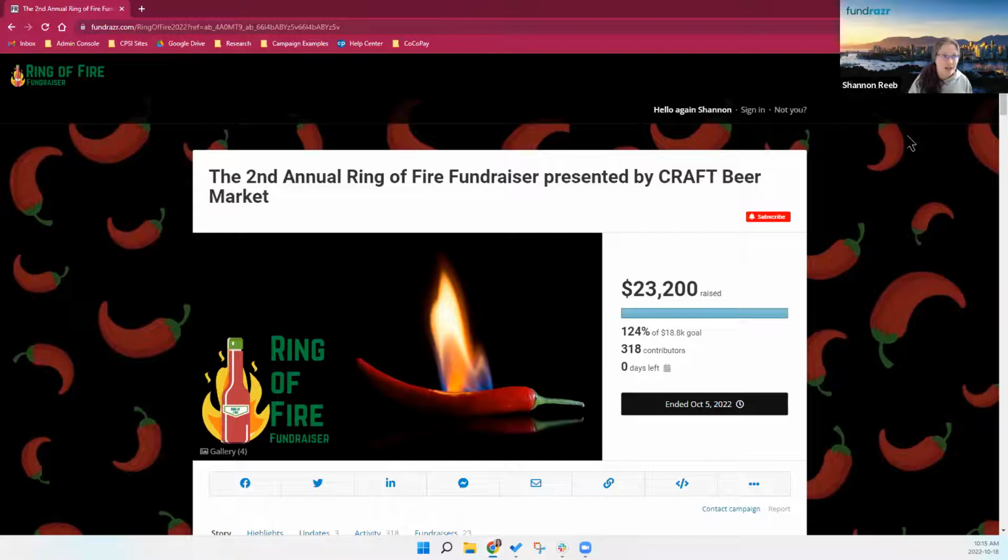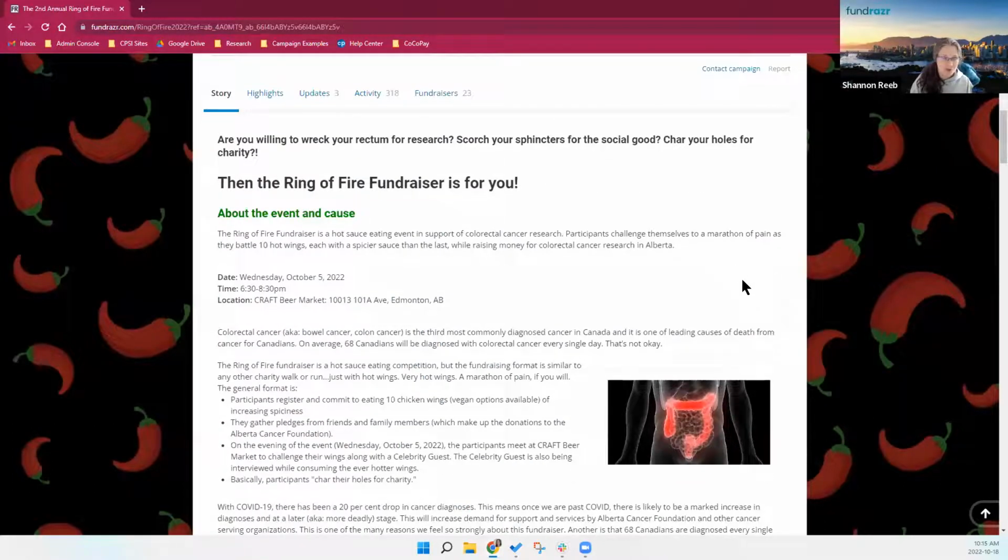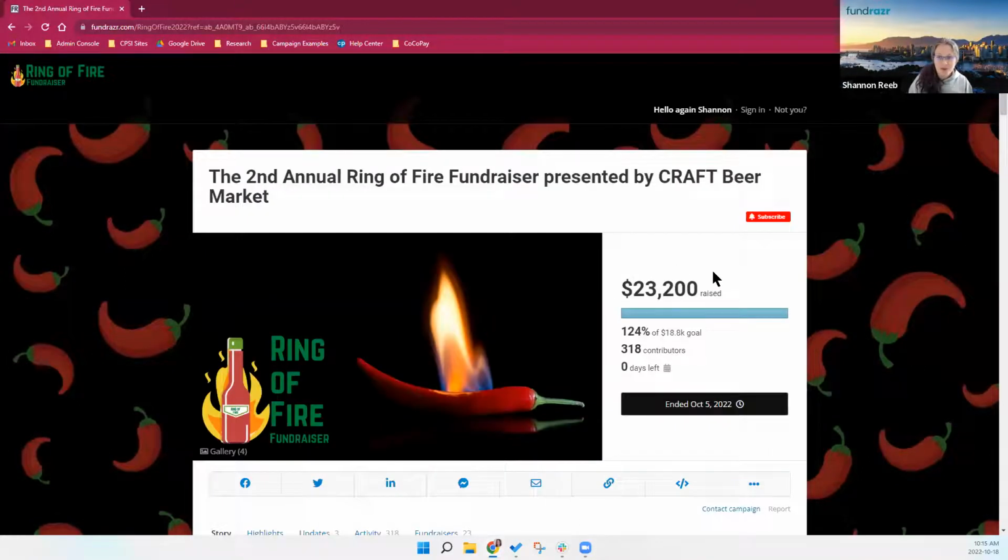Her husband, Jeff, loved hot sauce, and she beautifully integrated that idea into her story, because with colorectal cancer, we all know what happens when we eat spicy food. So that's the whole idea: let's raise money for colorectal cancer, and we're going to try a bunch of hot sauces. Unfortunately, her husband passed away last year, but they still ran the second annual Ring of Fire fundraiser in his name this year, and they absolutely killed their goal.